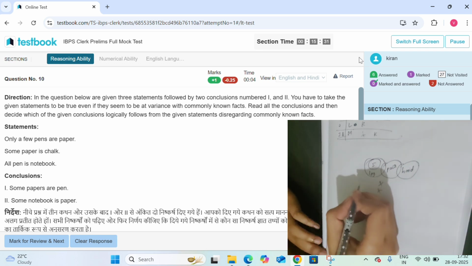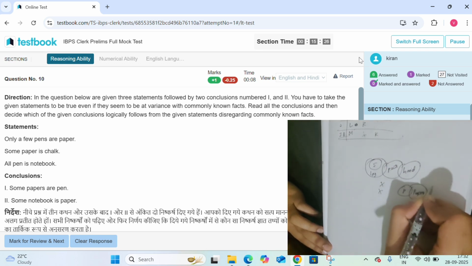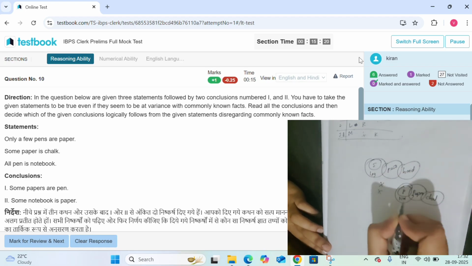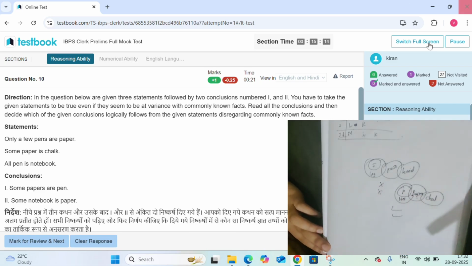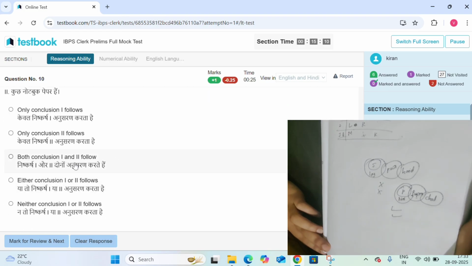Only few pens are paper. Some paper is chalk. All pen is notebook. Some paper are pen, yes, correct. And some notebook is paper, yes, correct. Both one and two follow.